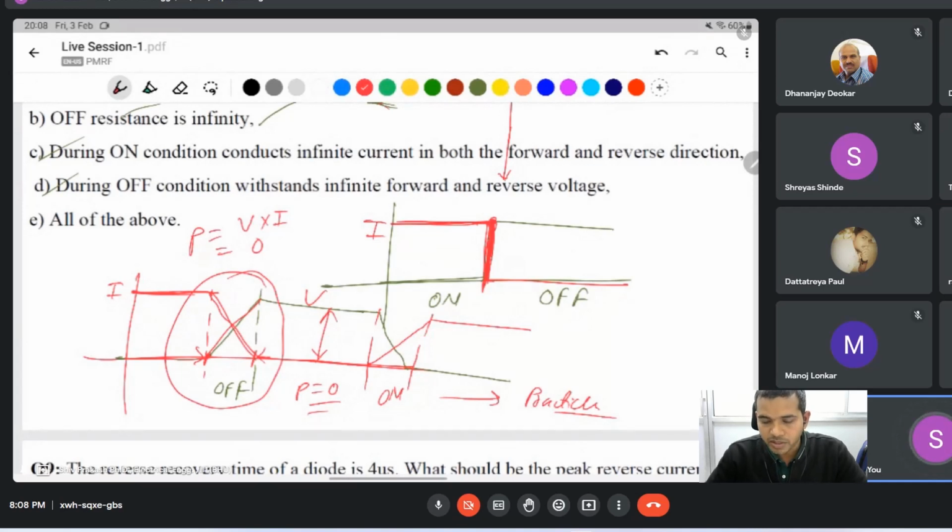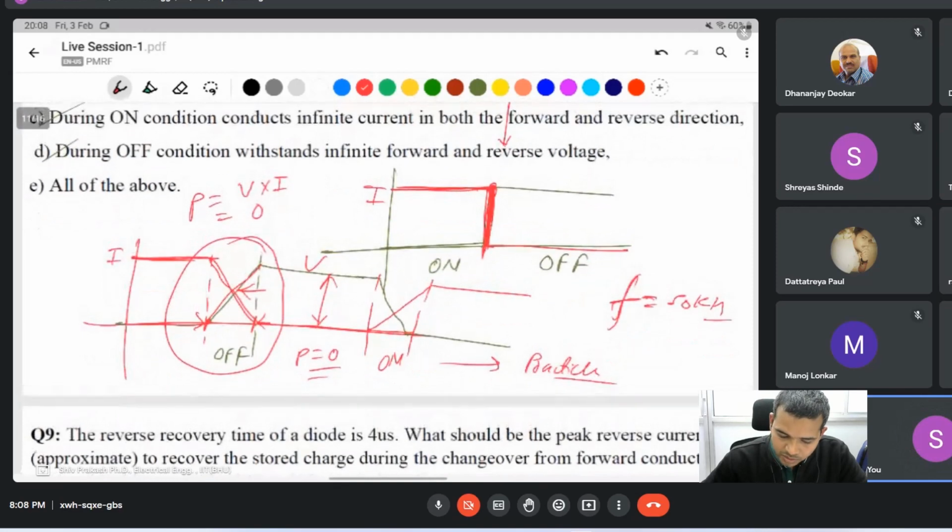The diode is only a unidirectional switch. You have MOSFETs and IGBTs. In this condition, you have maximum losses, the switching losses. If you have a frequency like 50 kilohertz, 100 kilohertz, 200 kilohertz, then switching losses are high. In that condition, you should use soft switching. You can do this.